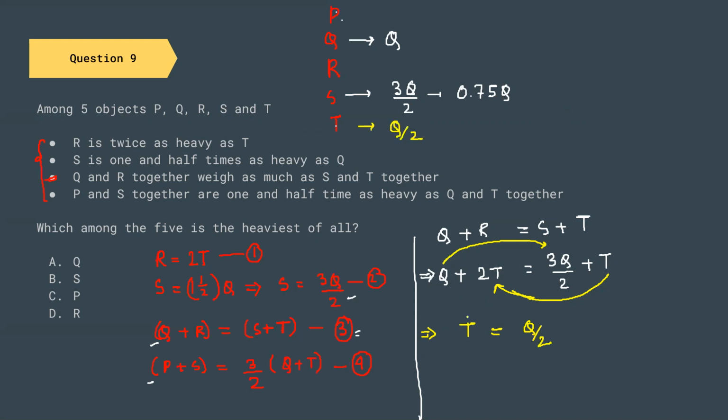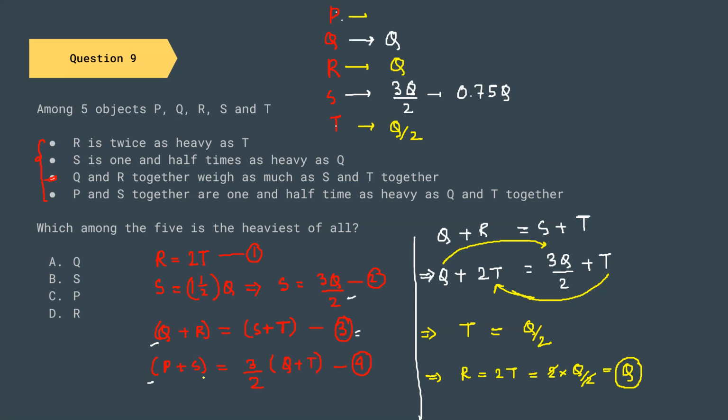So now that we have found this one, let us try with R. We know that R is equal to 2T, and T is Q by 2. So that will be 2 into Q by 2. The 2 will be cancelled, so we are left with Q. So R will be Q. Okay. So now we are left with only P here. So let's see how we can find P.